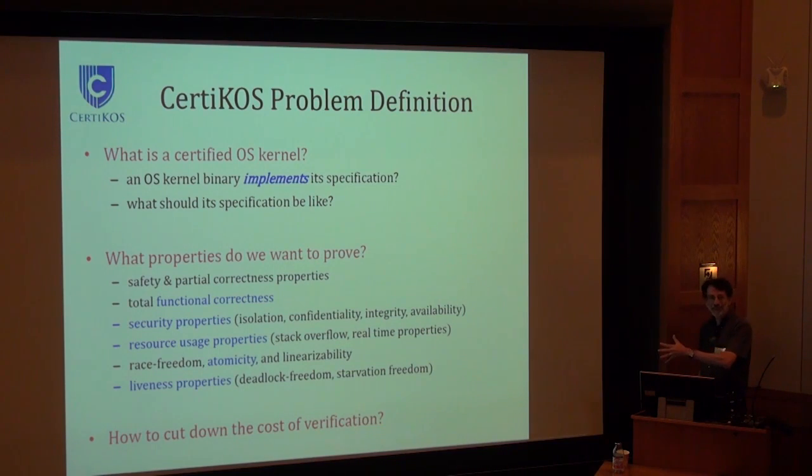Confidentiality, you can't read the other guy's data. Integrity, you can't write the other guy's data. Availability, you can't deny service to the other guy, and so on. As well as resource usage properties, real-time guarantees for your real-time processes, deadlock freedom, starvation freedom. It's a very impressive result.